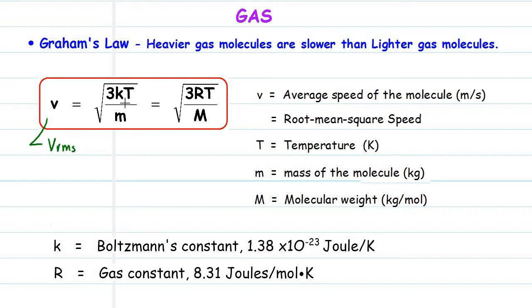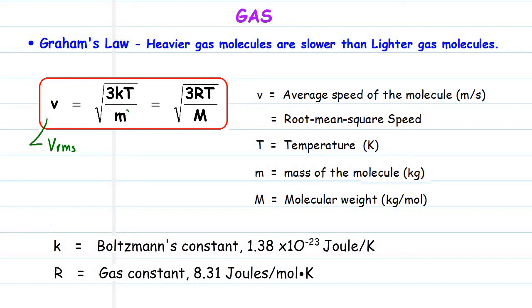k here is the Boltzmann constant, and little m here is the mass of a single molecule, and R here is the gas constant, and the big M here is the molecular weight of the gas in kilogram per mole, and T is the temperature in Kelvin.